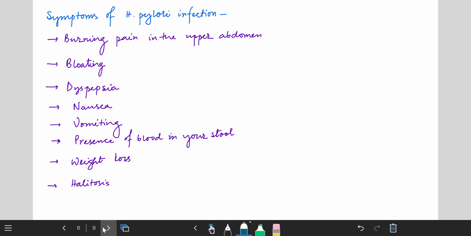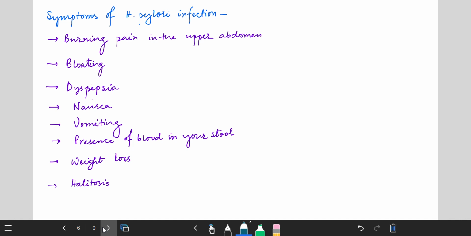Okay. Now what are the symptoms? So the first symptom is you will feel burning pain in the upper part of the abdomen. The second one is bloating, dyspepsia, nausea, vomiting. Dyspepsia simply stands for indigestion.